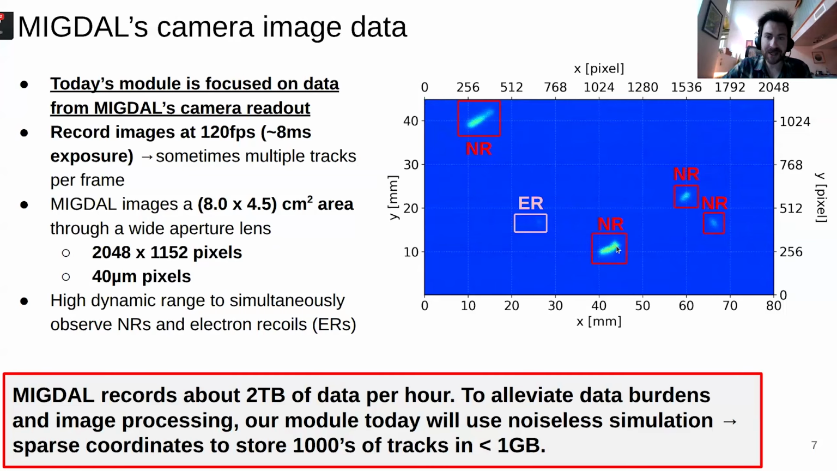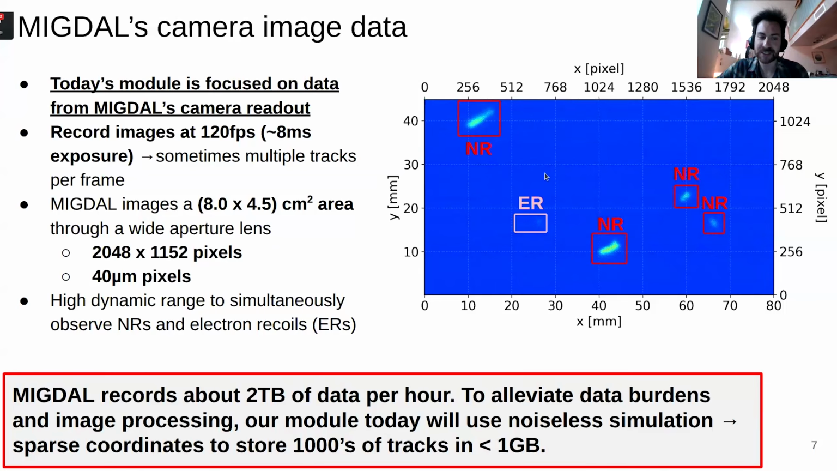But for the purposes of today, what I really want to focus on are the data rates. We're recording 120 frames per second of roughly 2 megapixel images. That's about 2 terabytes of image data per hour. And obviously that's way too much data to be able to handle in a Google Colab session. So for our purposes today, to alleviate these data burdens and also some of the image processing steps needed to identify these tracks nicely, we're using simulation. In particular, we're using simulation that doesn't have any camera readout noise.